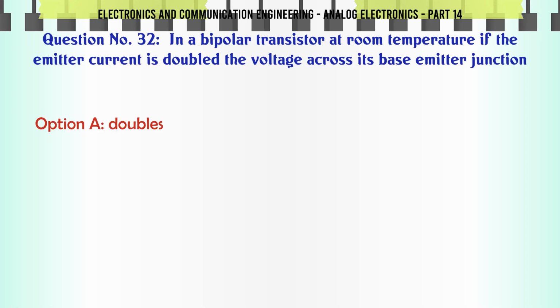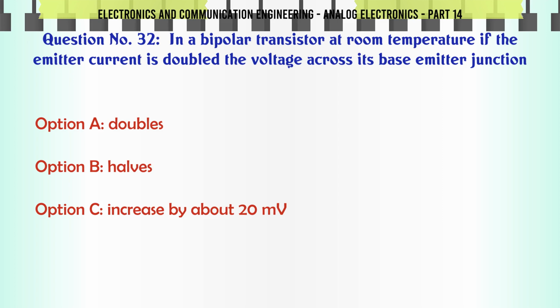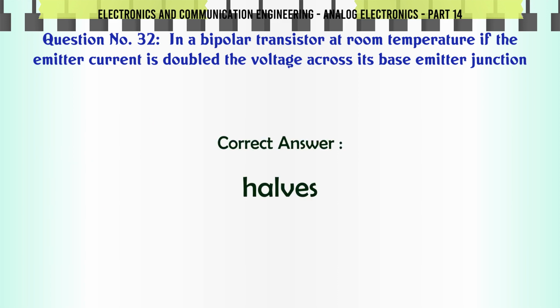In a bipolar transistor at room temperature, if the emitter current is doubled, the voltage across its base emitter junction, A. doubles, B. halves, C. increases by about 20 mV, D. decreases by about 20 mV. The correct answer is halves.